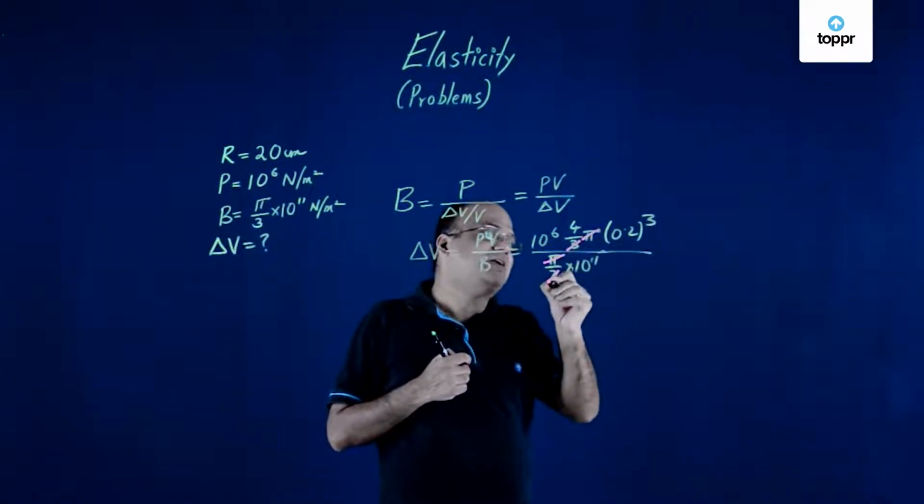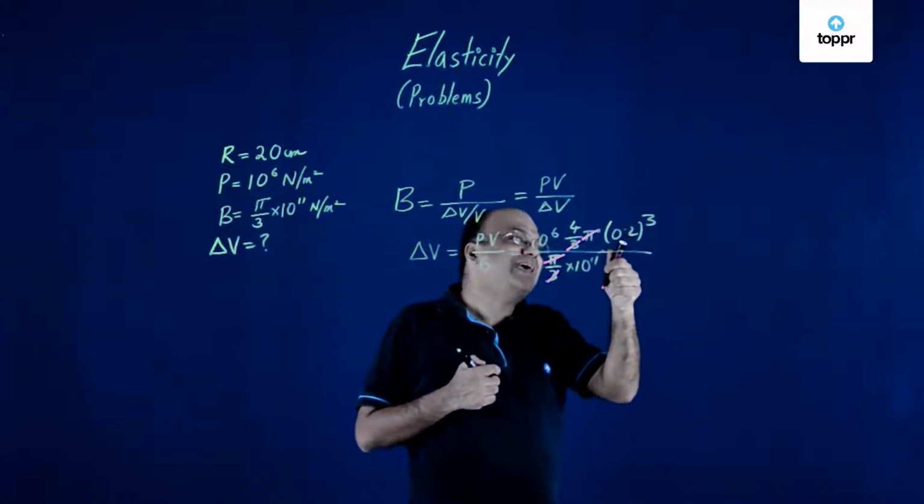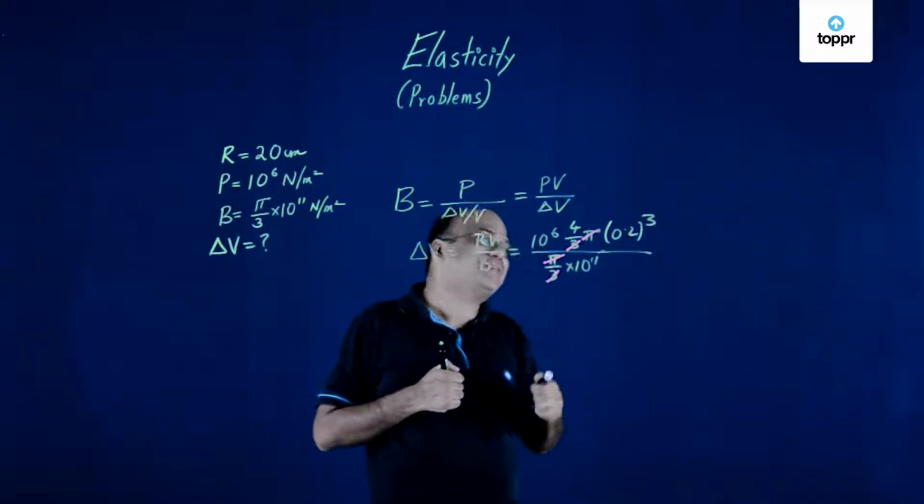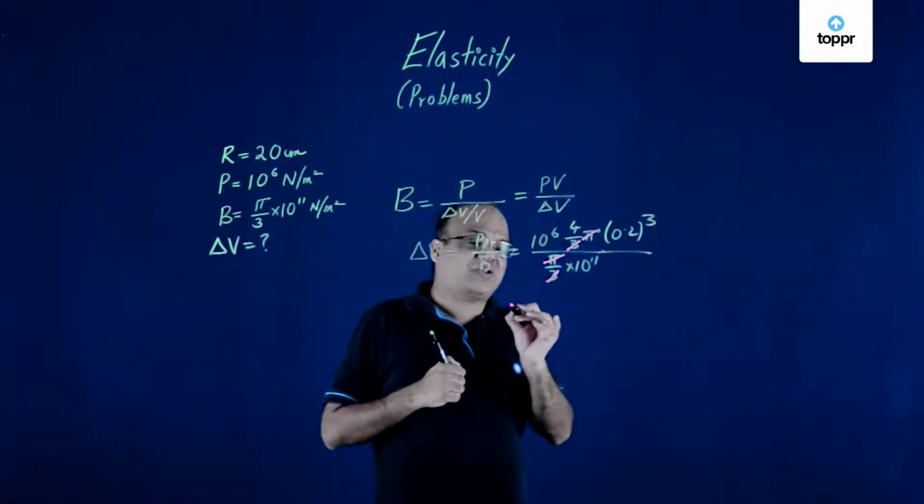3 will get killed. This is 0.8 into 10 to the power minus 3. So we can write like that, 8 into 10 to the power minus 3. So what do I get?